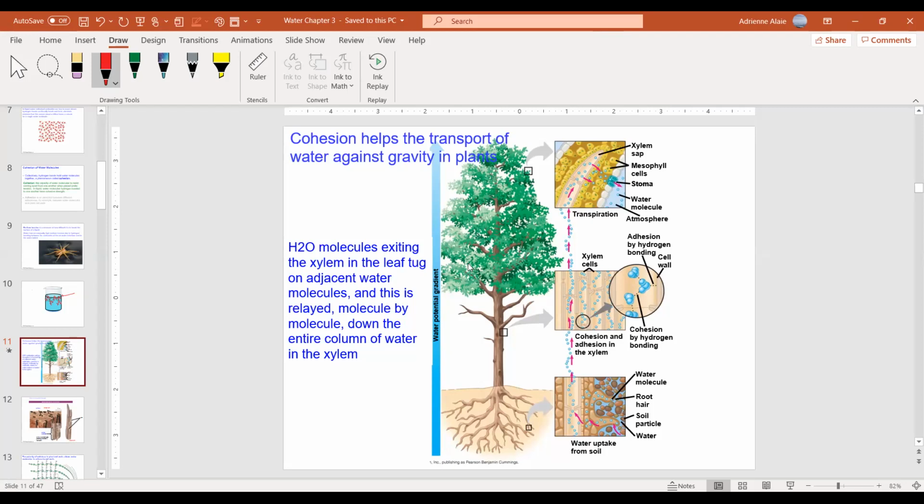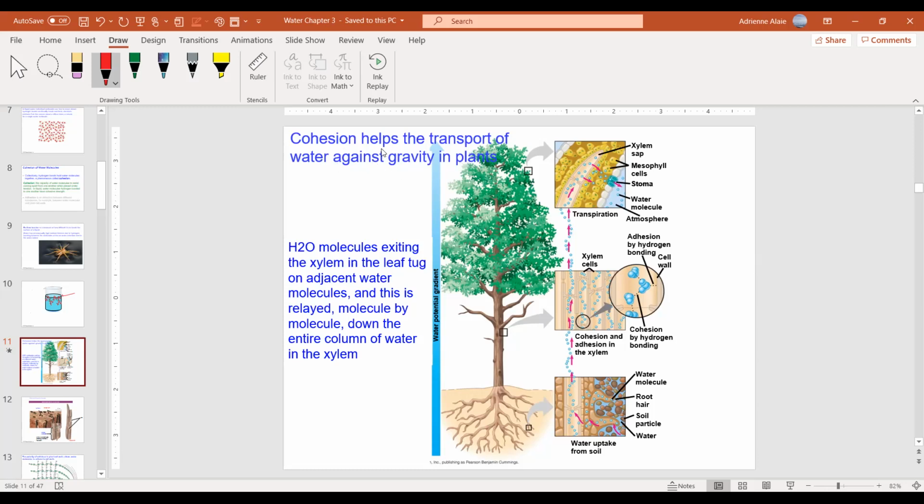Some of them come from chapter 36, which is water transport in plants. But I thought it might make it a little easier to understand. Some of them are somewhat complicated looking. Okay, so this is what it says. Cohesion helps the transport of water against gravity in plants.